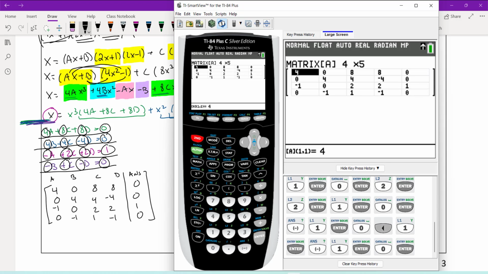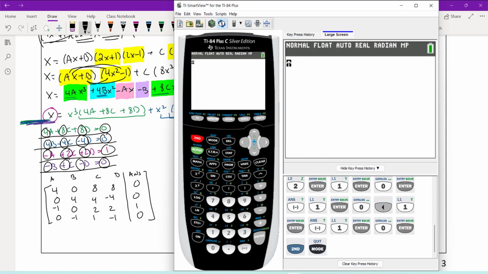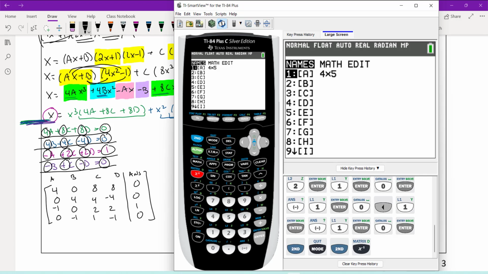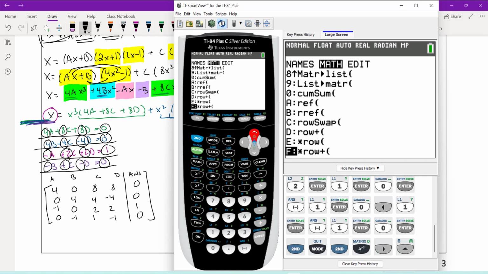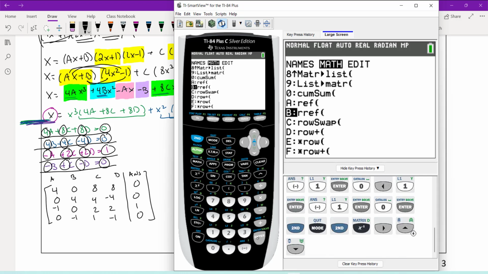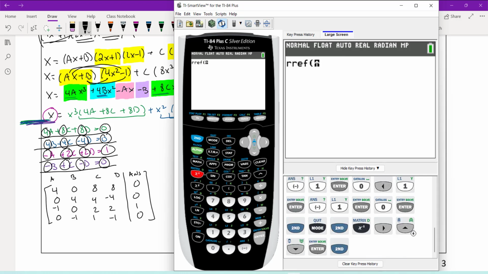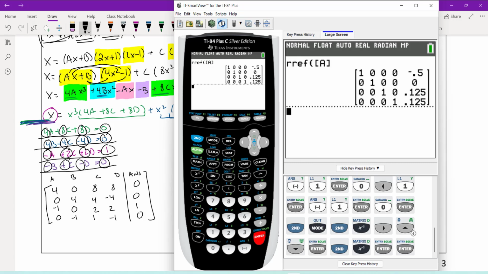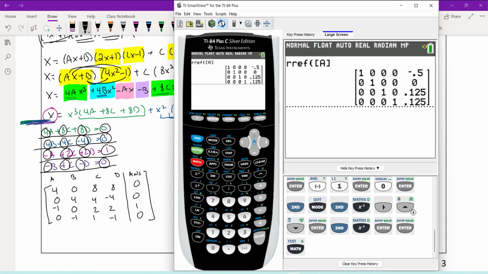Then hit second and quit, and then second and matrix again. Scroll 1 over to math, and then up to RREF for reduced row echelon form. Hit enter, and then second and matrix one last time. Hit enter for matrix A, and enter again, and there's the solution. Let's make these into fractions. Hit math, and then enter twice to get a fraction.